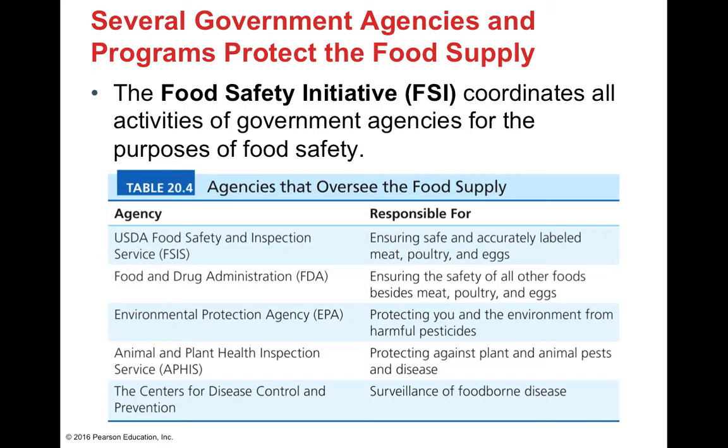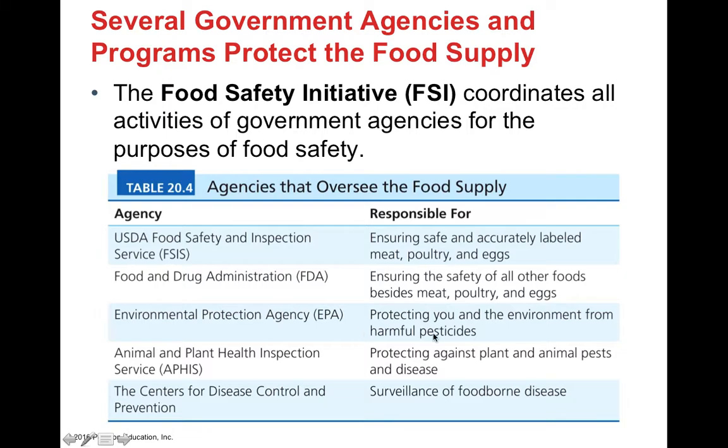It can include agencies such as the USDA Food Safety and Inspection Service, the Food and Drug Administration, the EPA, the Animal and Plant Health Inspection Service, and the Centers for Disease Control and Prevention. Now, these are all going to be responsible for ensuring that we have appropriate labels, for example, that we have safe food. Everything that's meat, poultry, and eggs falls into the USDA. Other food falls into the Food and Drug Administration.